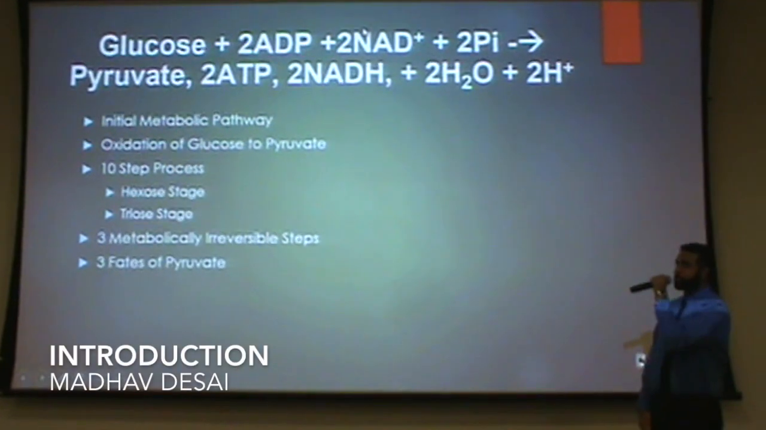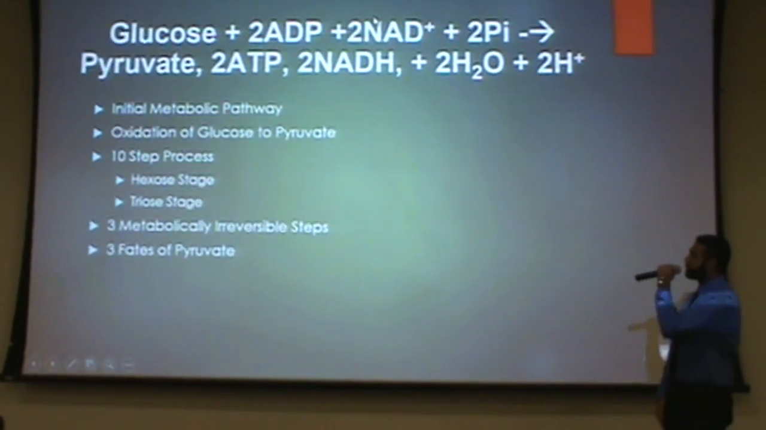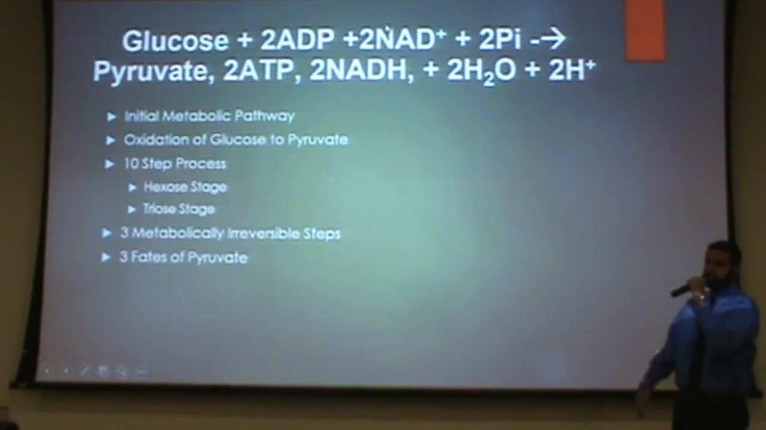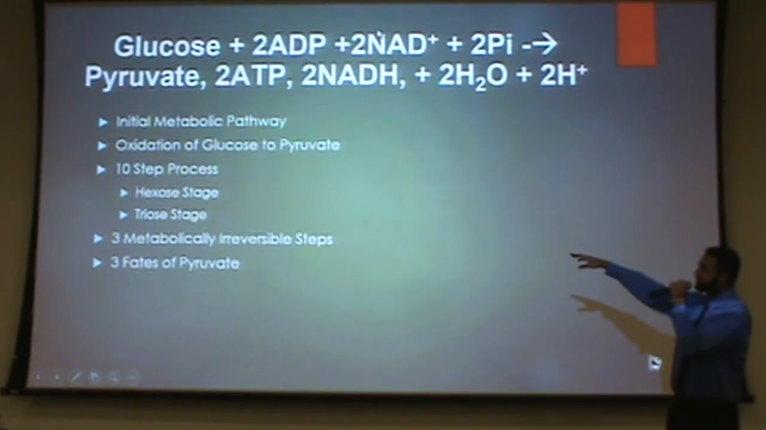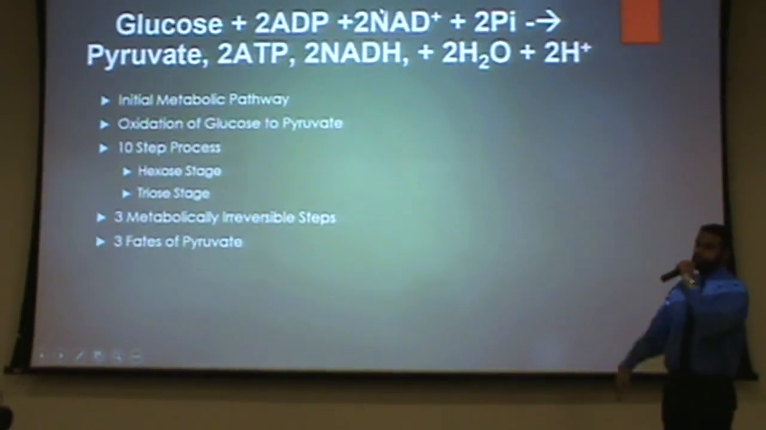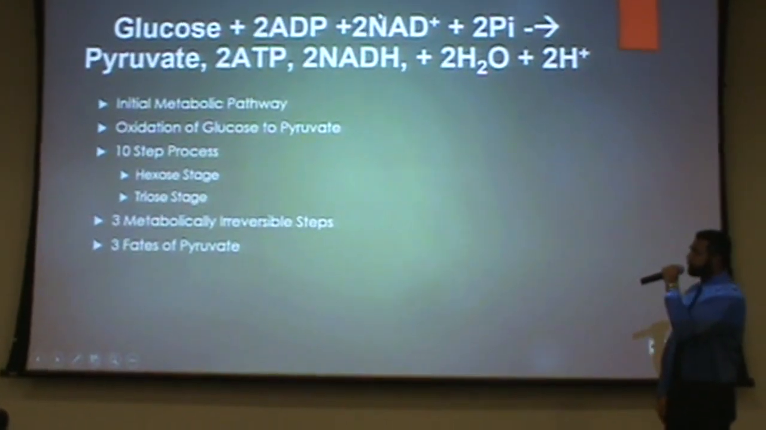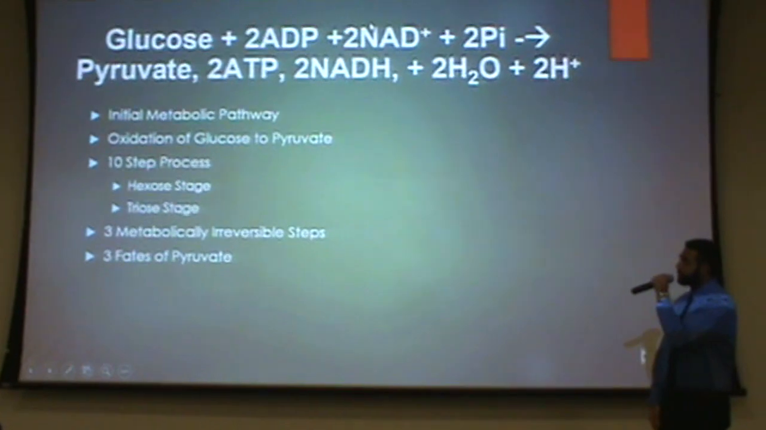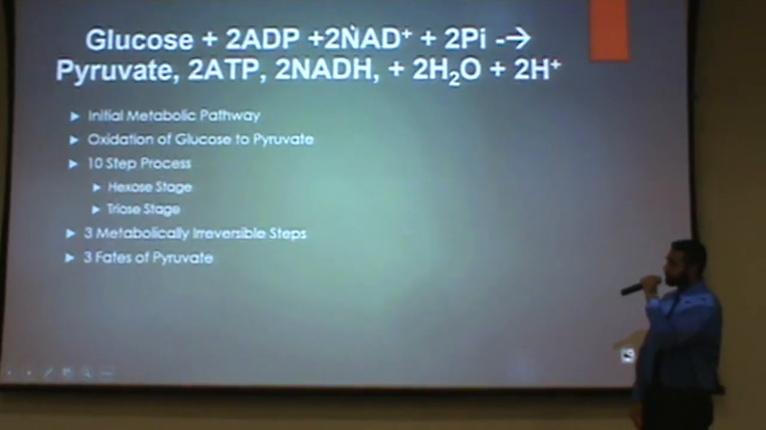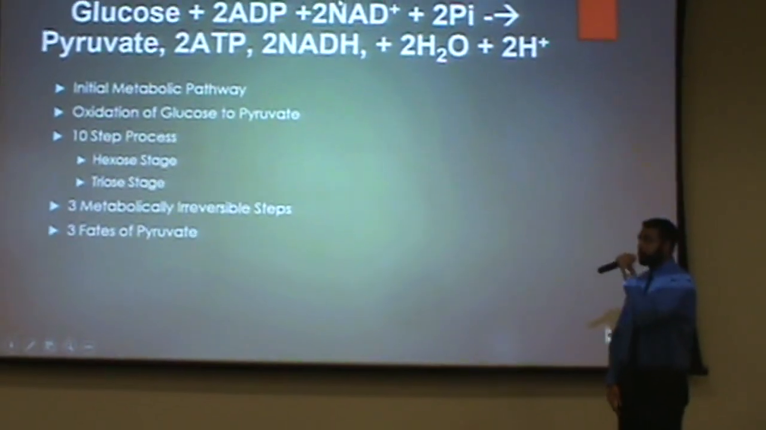Glycolysis is the initial metabolic pathway that converts 6-carbon glucose into two 3-carbon pyruvate molecules in a 10-step process broken down into 2 stages. The first stage is the hexose stage that consumes energy, and the second stage is the triose stage that produces energy. There are 3 metabolically irreversible steps where glycolysis is regulated, and the product of glycolysis, pyruvate, has 3 different fates depending on the absence or presence of oxygen.